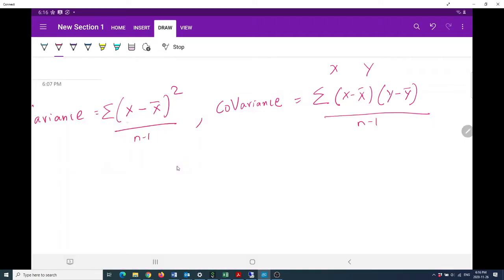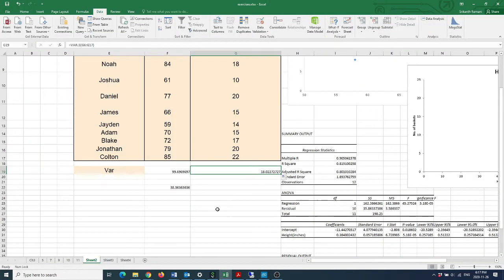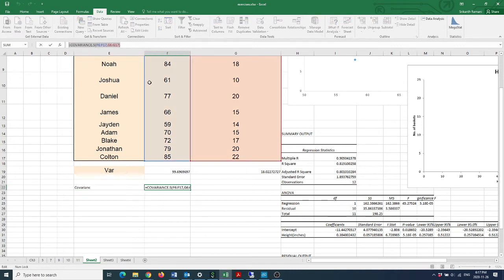It's not about how a variable moves with respect to its own mean and how diverse or dispersed the data is. Covariance is also about dispersion, but with respect to two variables. So instead of squaring the deviations, you multiply the deviations of one variable with respect to its mean, x minus x bar, by the deviations of the other variable with respect to its own mean, y minus y bar, divided by n minus 1. This is the idea of covariance, which in Excel can be found with the COVARIANCE formula. It takes the first array and the second array, and you can find this. So this is 38.36.